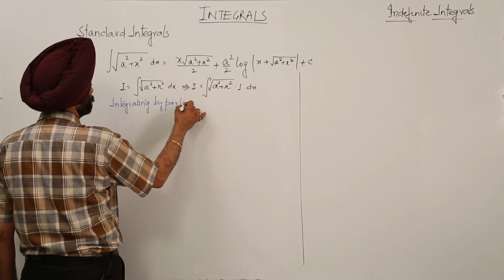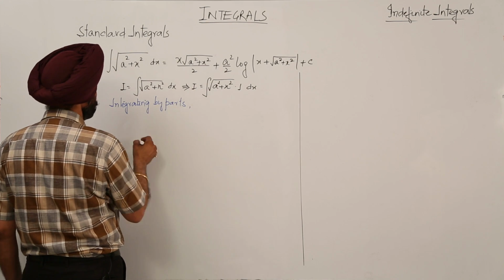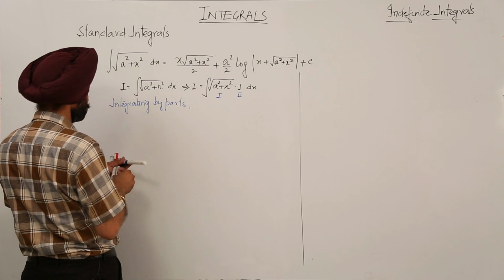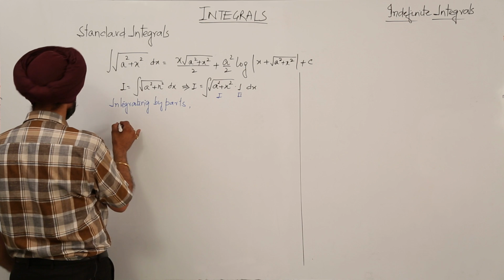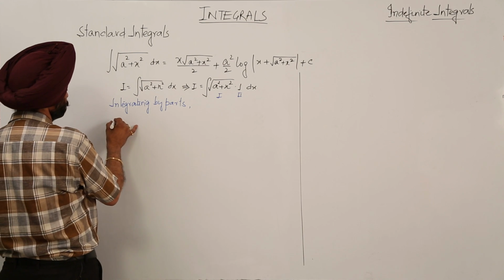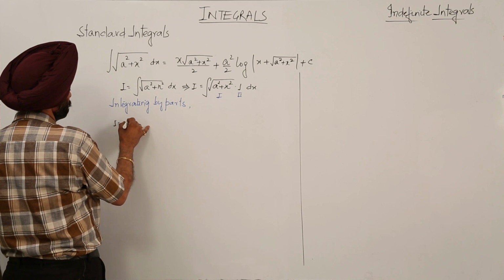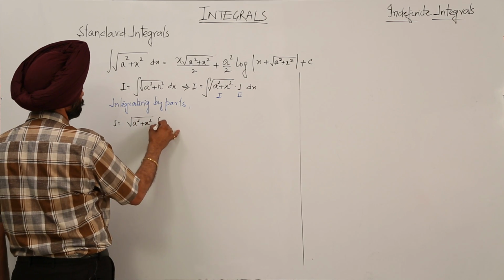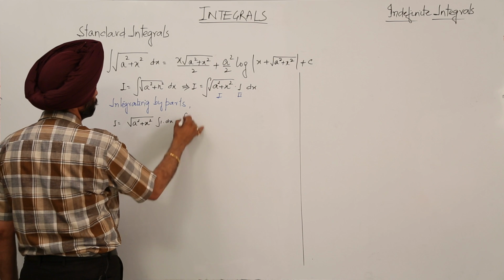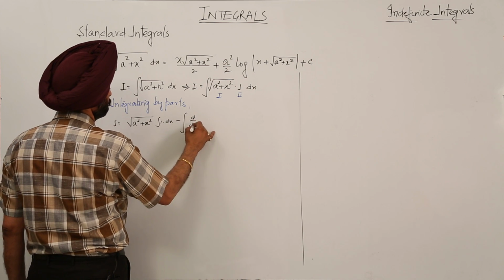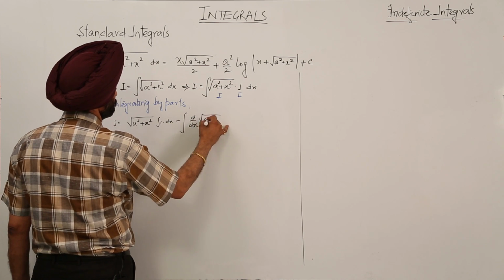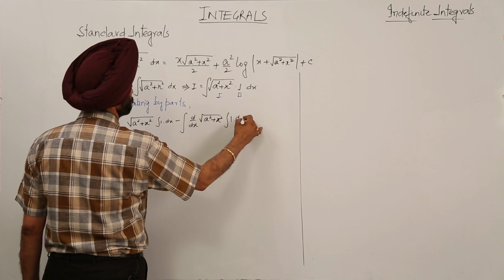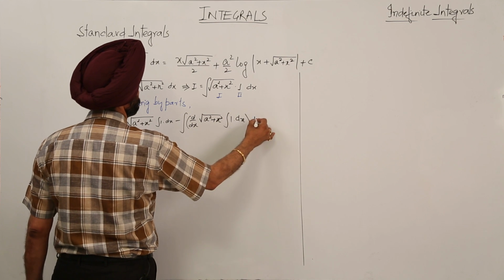Now integrating by parts, taking square root of a square plus x square as the first function and 1 as the second function. Square root of a square plus x square times the integration of 1 dx, minus the integration of the derivative of square root of a square plus x square times the integration of 1 dx, dx.